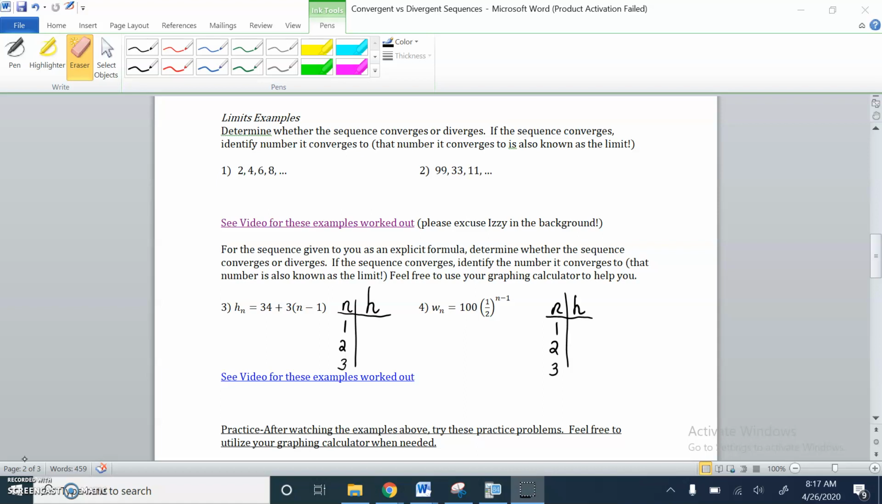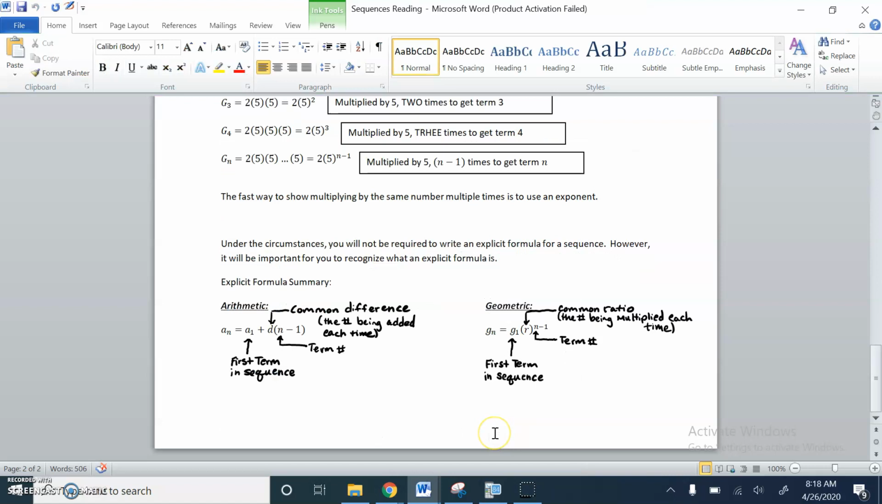And so what we mean by that, hopefully you all did the sequences reading. I'm sure you all did that. But at the bottom of that, we have our sequences in our explicit formulas summarized really nicely. So go ahead and take a look at that if you haven't, or if you did and need a refresher.